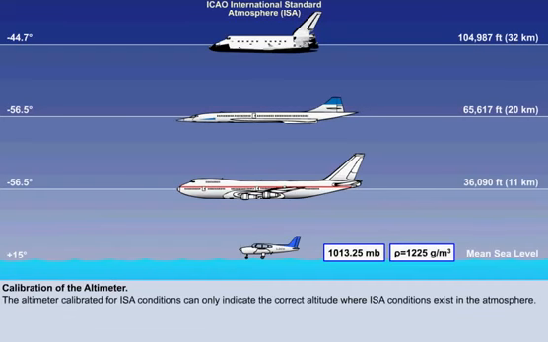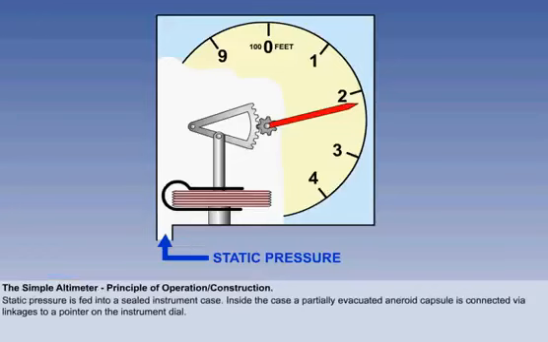Before we move on to looking at how the altimeter works, something that will be apparent if we think about it is that if the altimeter is calibrated to ISA conditions, the altimeter can only indicate the correct altitude where ISA conditions exist. And as we have seen, atmospheric conditions vary considerably. The lesson on altimeter pressure settings deals with how we overcome this problem. Let's look at how the altimeter works then.